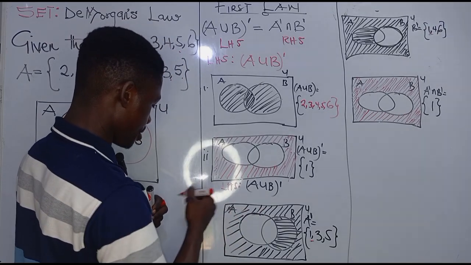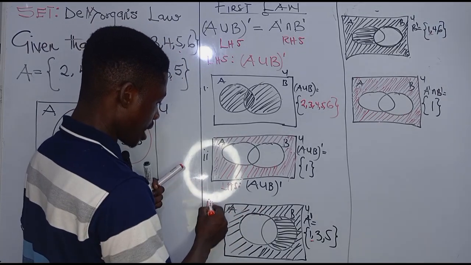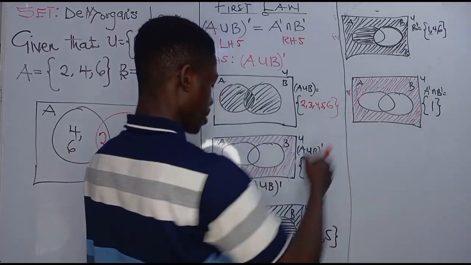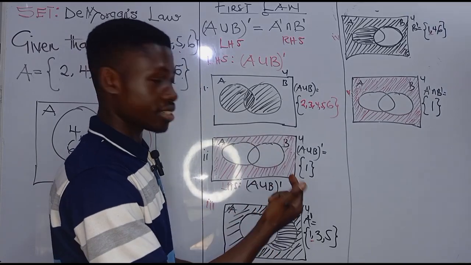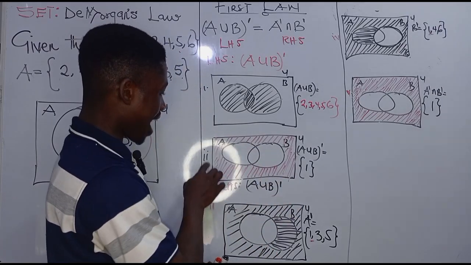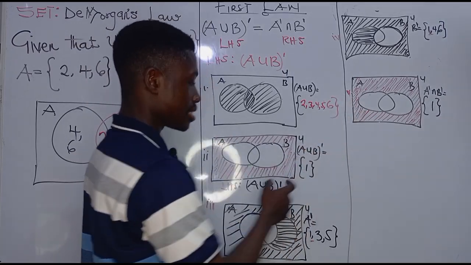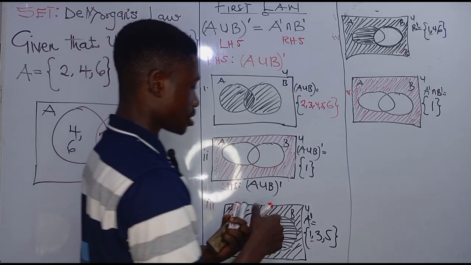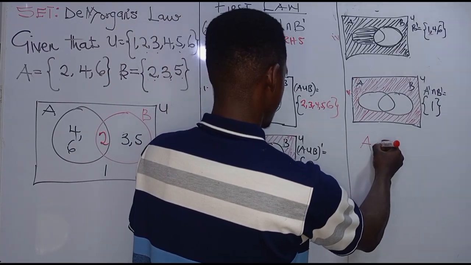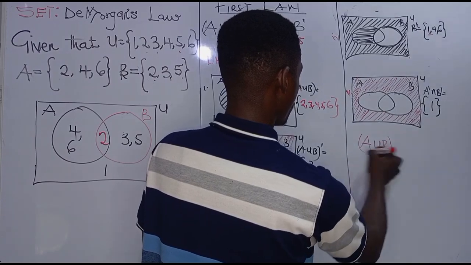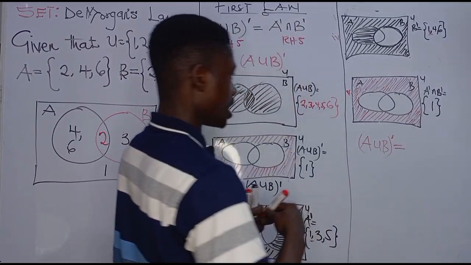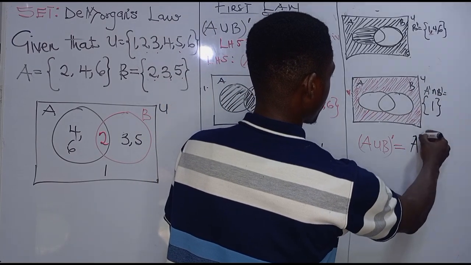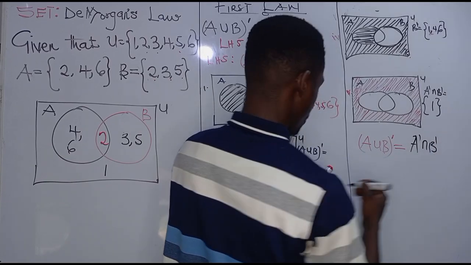This is I, and this is II. Now it can be observed from the Venn diagrams in I and II that the two Venn diagrams are the same. And with I, it represents what? A union B complement. And then with II, it represents what? A complement intersection B complement.